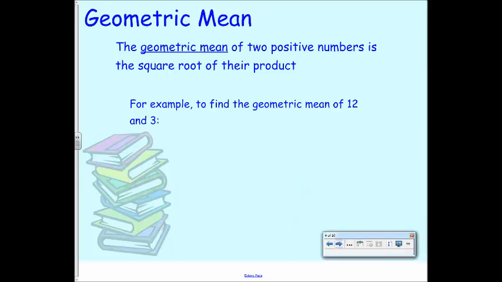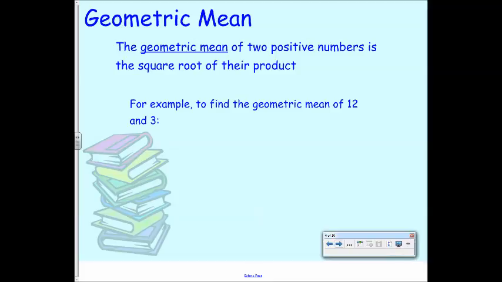All right, now, to switch gears for a second, we're going to talk about geometric mean. And what is mean? Kind of. It's like the average, yeah. So the geometric mean of two positive numbers is the square root of their product. So break that down for me. What does that mean? What is a product?